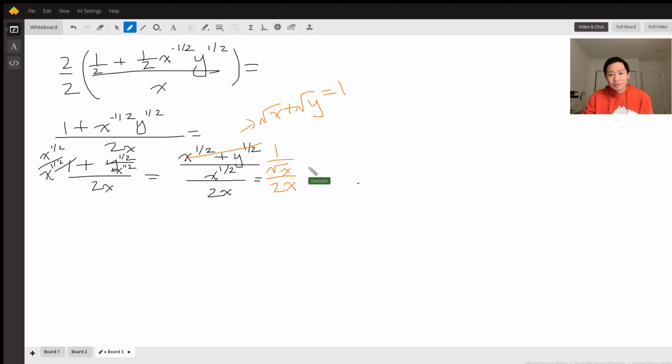And we know that when we divide by a fraction, that's the same thing as multiplying by the reciprocal. So 1 over square root of x times the reciprocal of 2x is going to be 1 over 2x. And that's going to get us our second derivative in its simplest form, 1 over 2x times square root of x.